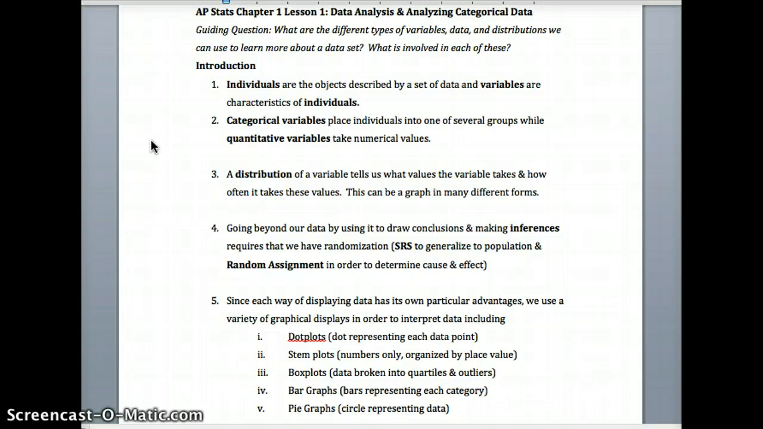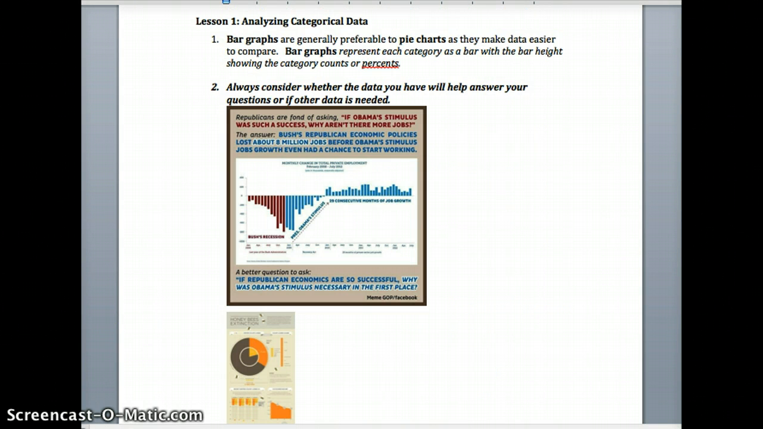We're going to look at some of your data today from how long is a minute, your estimates of how long a minute is, in order to look at what we can learn from that data. Before we do that, we're going to look at types of data.